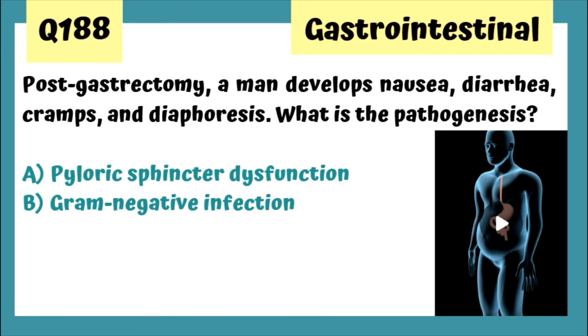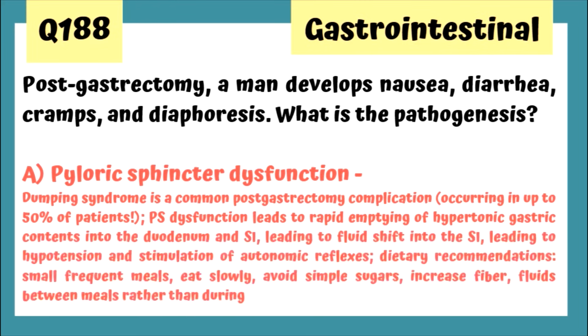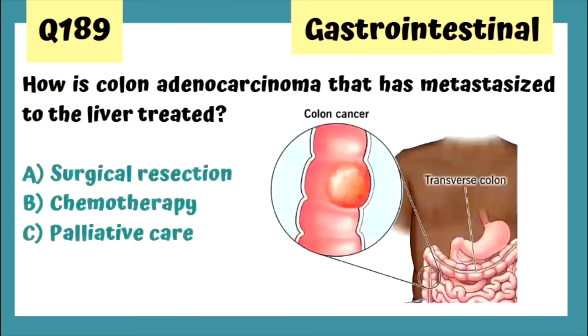This is due to pyloric sphincter dysfunction. Pyloric dysfunction, dumping syndrome. That's a common post-gastrectomy complication occurring in up to 50 patients. So what happens in this dysfunction is rapid emptying of hypertonic gastric content into the duodenum and small intestine, leading to fluid shift into the small intestine, leading to hypotension and stimulation of autonomic reflexes. Dietary recommendations include small frequent meals, eating slowly, and avoiding simple sugars, increasing fiber and fluid between meals rather than during meals. Question 189, how is the colon adenocarcinoma that is metastasized to the liver treated?